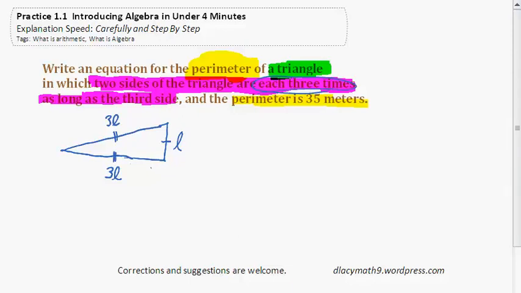Well, you know, I think I'm ready to start talking about the perimeter now. The perimeter is the distance around. So let me start somewhere. Let me start right here and walk. The distance from there to the bottom is, well, I don't know what it is, but I'm going to call it L. Then to get up the other side, I have to go 3L.